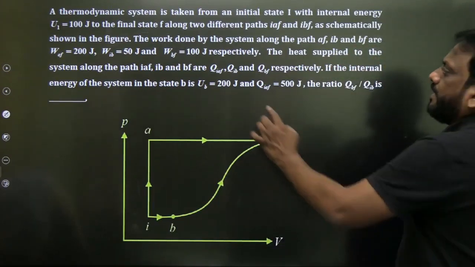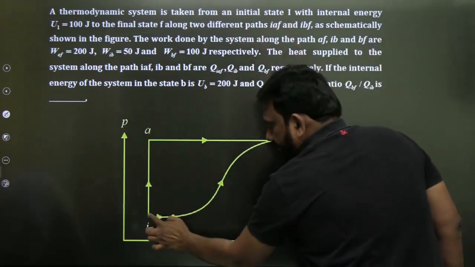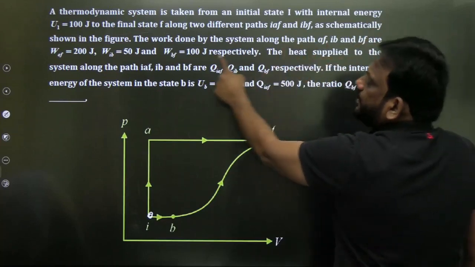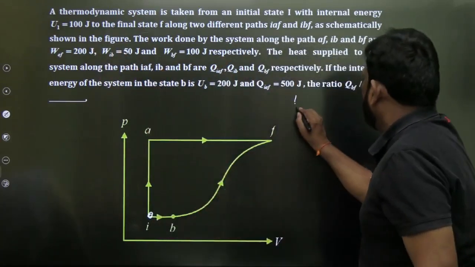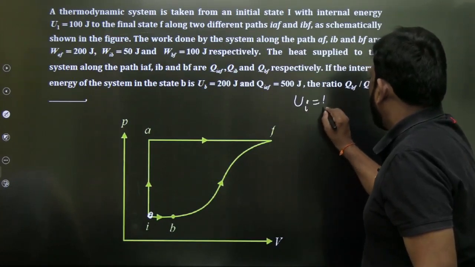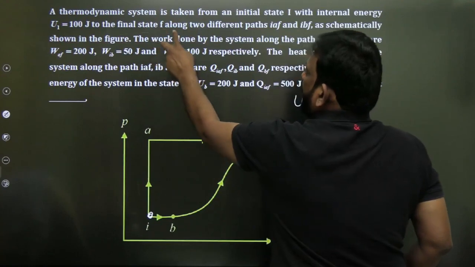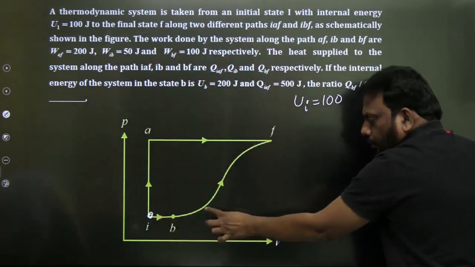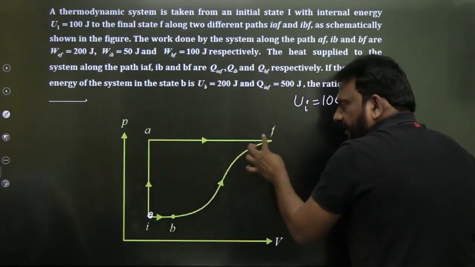Now, read the question. A thermodynamic system is taken from initial state I, with internal energy UI equal to 100. The internal energy here, UI, is given as 100, to the final state F along two different paths. It is starting from here. I to F is one path, and I to F is another path.